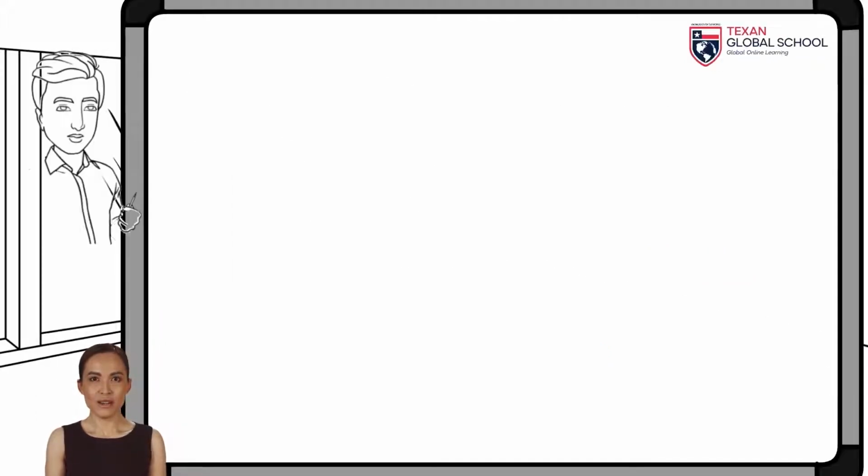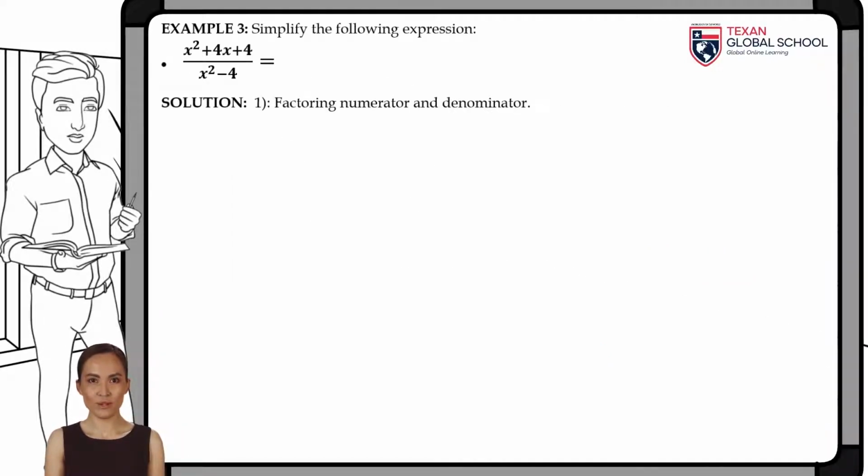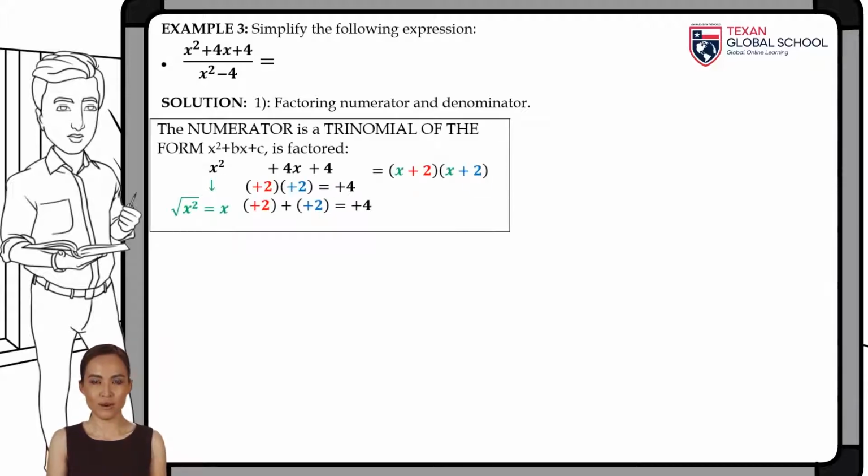To simplify the algebraic fraction in the following example, we must factor both numerator and denominator, using the processes seen in previous classes. We can see that the numerator is a trinomial of the form x squared plus bx plus c. It is factored by looking for two numbers that multiply to give the independent term, plus 4, and add to give the numerical coefficient of the linear term, plus 4. The factors are x plus 2 times x plus 2.